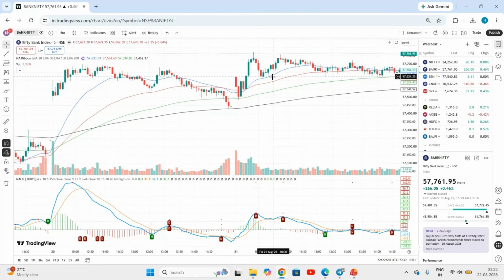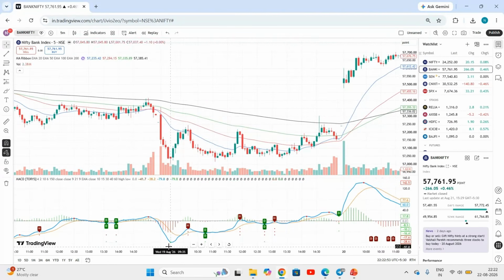How to keep the SL? If you are taking the trade from the 20 EMA, then keep the 50 EMA as the SL. And if you are taking the 50 EMA as the SL, then go for a target of at least double. I mean, if you are keeping an SL of 30 points, then you should look for a target of at least 60 points. I hope you understood.